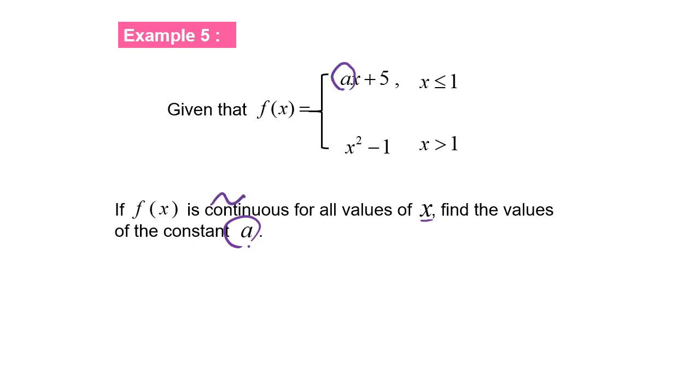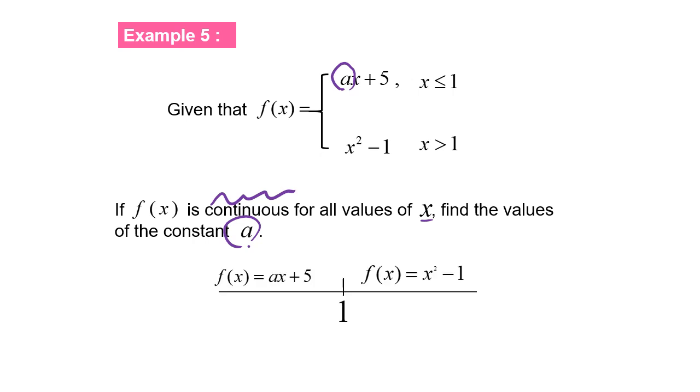So, it means that if it's continuous, it satisfies all the conditions for continuity. So, as usual, for a piecewise function, we sketch the x-axis to find which part of the function is on which part of the domain. Right? So, the left side of 1, it should be ax plus 5. The right side of 1, it should be x squared minus 1.